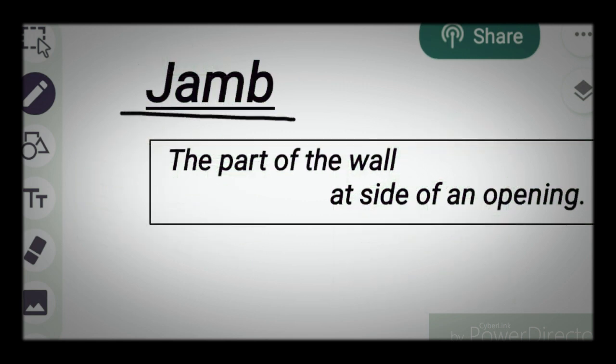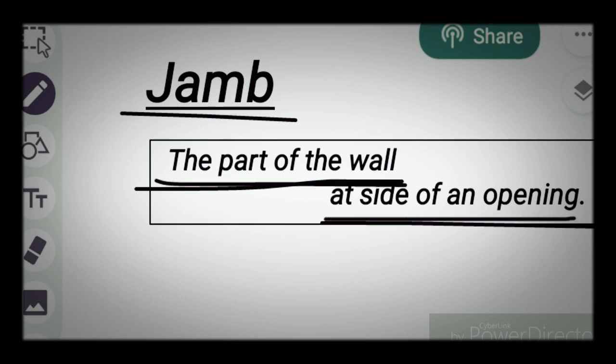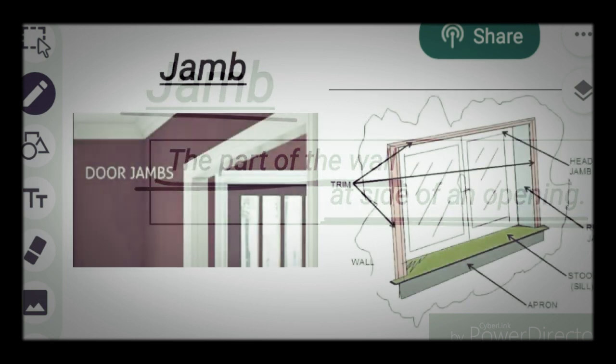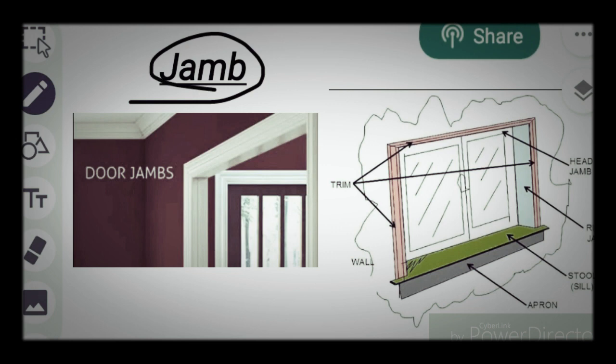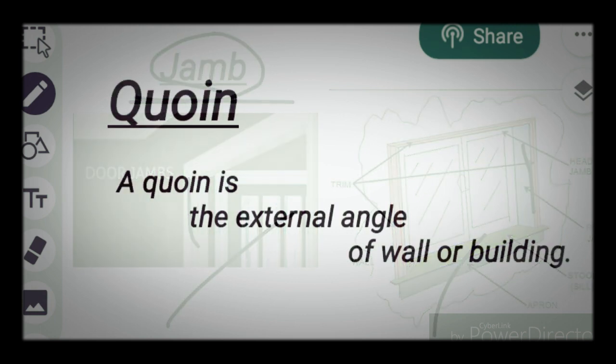Terminology is jamb. Jamb is the part of the wall at side of an opening. Jamb is the part of wall at side of an opening. You can better understand jamb through images. This part and this part is called jamb.